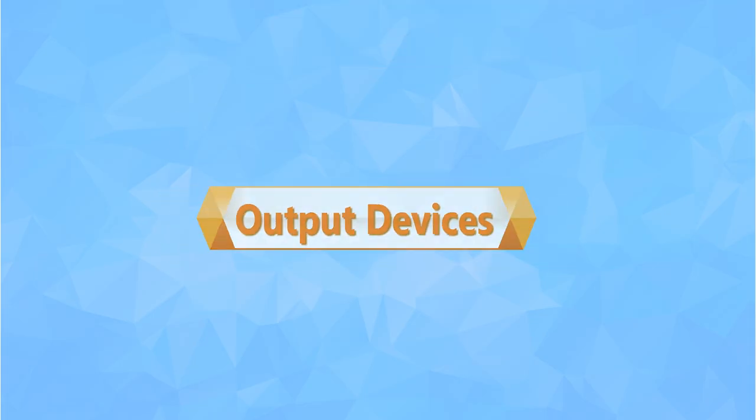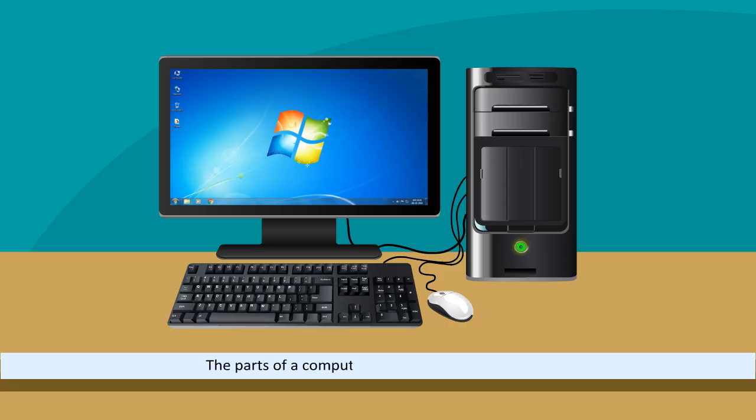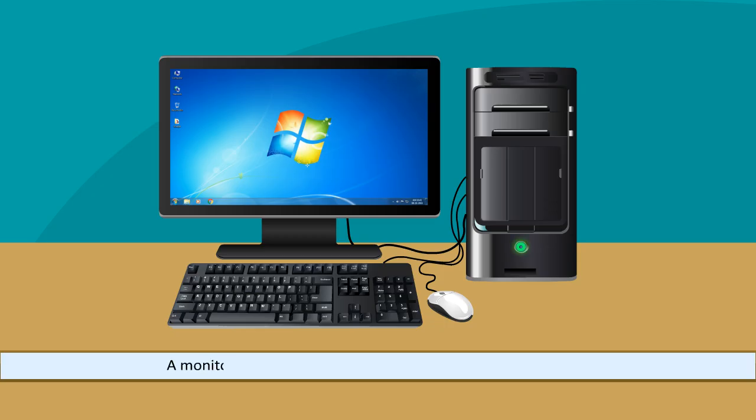Output devices. The parts of a computer that give the information result after processing are called output devices. Some of the output devices are monitor. A monitor displays the output, texts, pictures, or videos on it. The output we get on the monitor is also called soft copy. It is the most common output device. It is also known as VDU, Visual Display Unit.